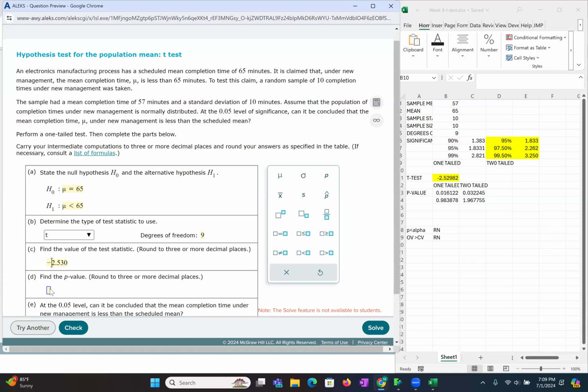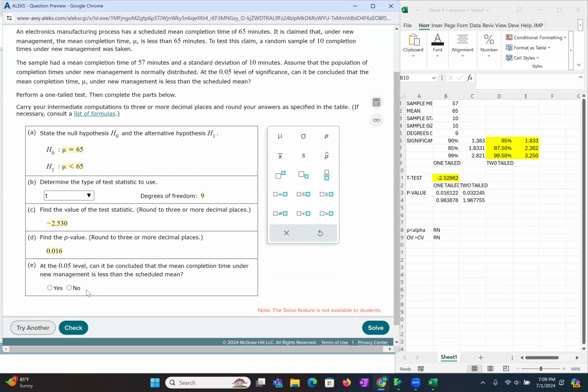Now, the p-value. 0.016. Okay, if p is less than alpha, we're going to reject the null. Alpha is 0.05. So we're going to say yes, we're going to reject it, because 0.016 is less than 0.05. So you're going to say yes to reject? Yes.